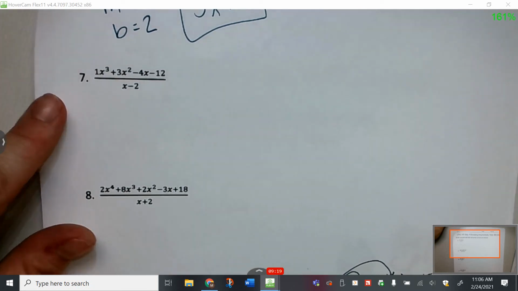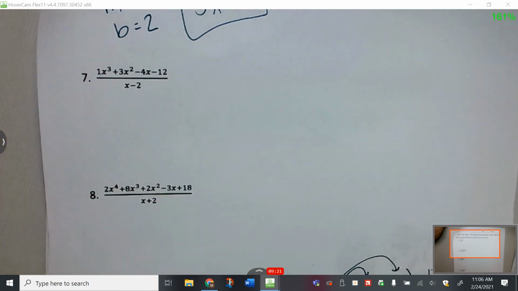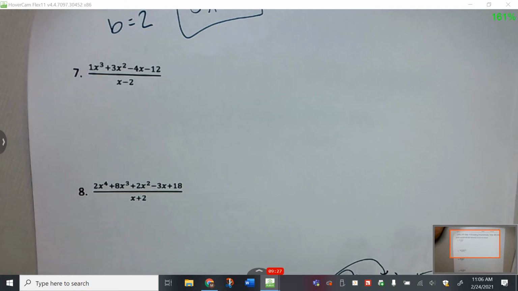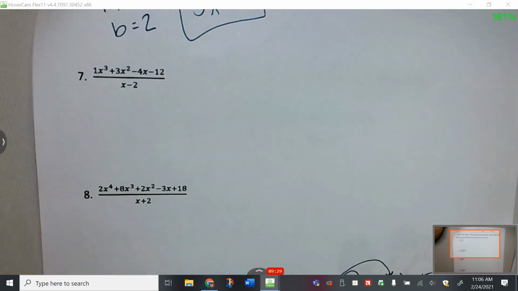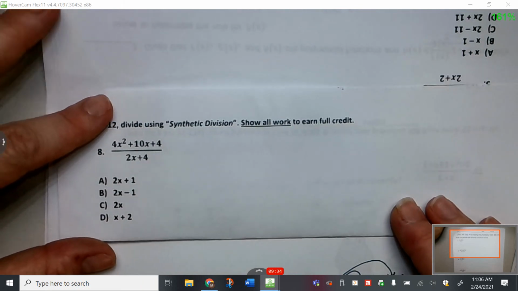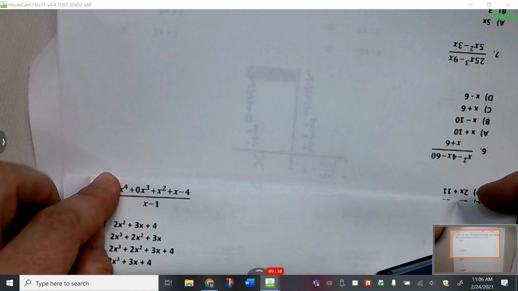Okay, now 7 and 8. Questions like this on your test are multiple choice. So I'm actually going to show you one of them. Just one. And obviously you do not have to do them by hand because I did not teach you by hand. Okay, actually let's do one like this.